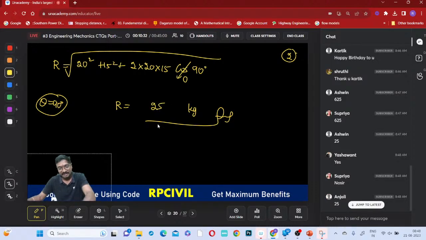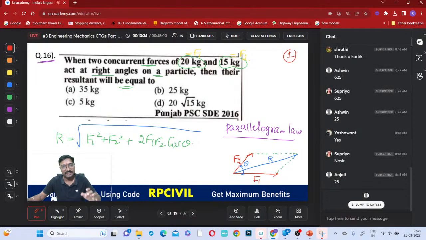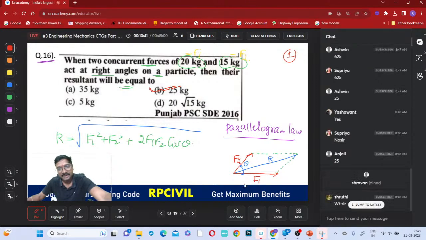25 kg. Yeah. So 25 kg, where is the answer? Option B will be the correct answer or not? Yes, option B will be the absolutely correct answer. Is it clear? Right? Yeah.